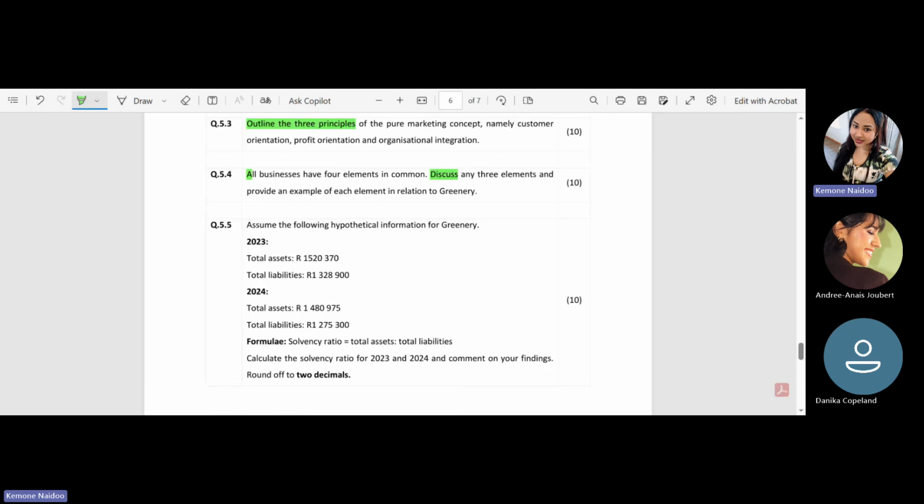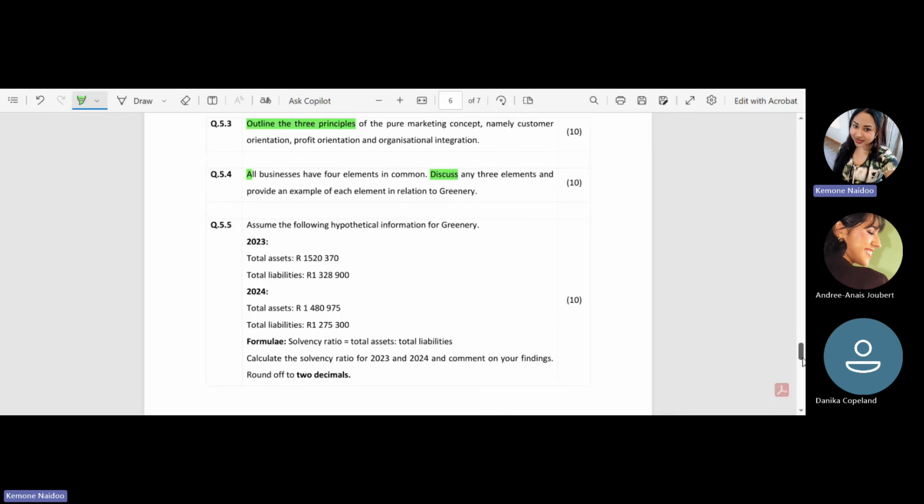Nice. It is human activity, profit or surplus, goods and services, exchange. Perfect. That is amazing. Good job. So yes, you discuss any three. And remember what I told you about discuss? You have to elaborate, so explain. They want the explanation and they want application. When it comes to discuss, they want you to really discuss all the facts and the points, give an analysis of it, talk about it in relation to the case study, really add depth to this answer. So any three elements and provide an example of each.